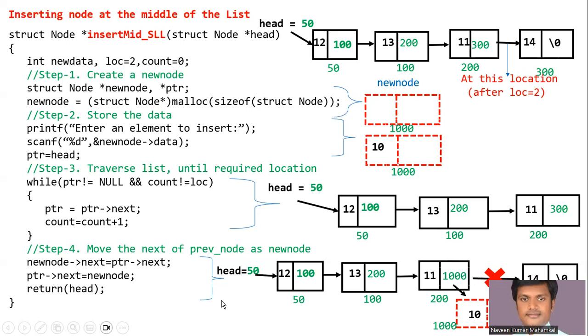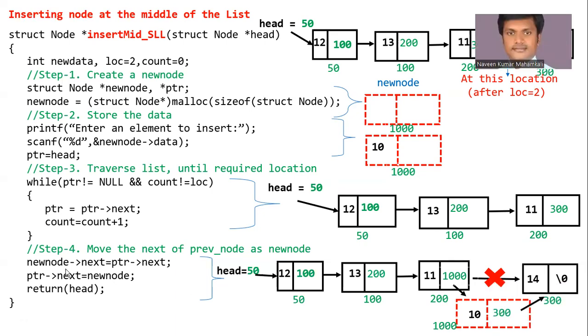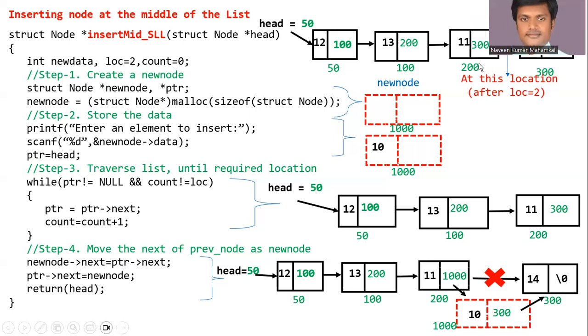So we can observe now that the new node will be inserted after the second location. We have to carefully observe the necessary changes. The necessary changes are new node next equal to PTR next. PTR was earlier pointing to this node, PTR next is 300, and new node next we are making 300. As a result, it is pointing to the last node of the list.